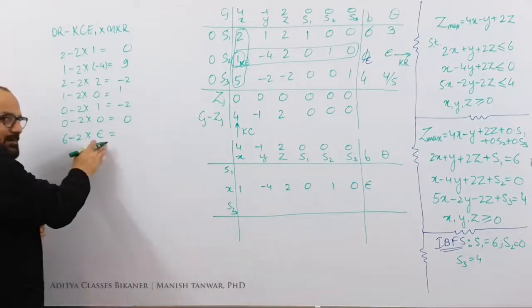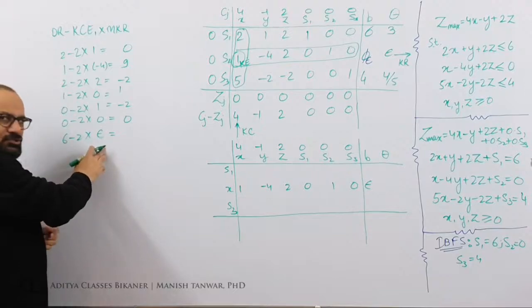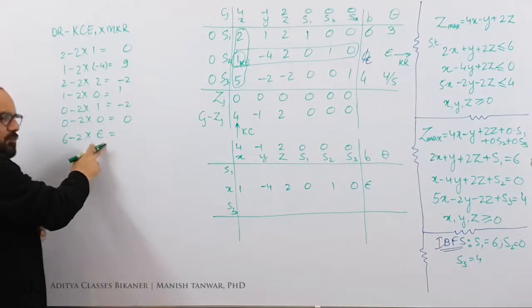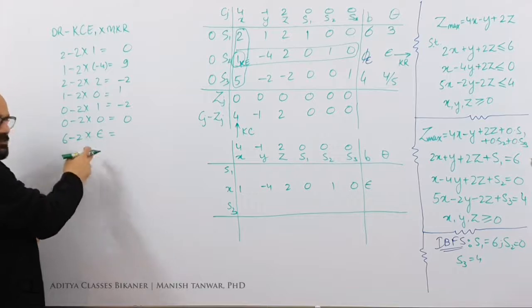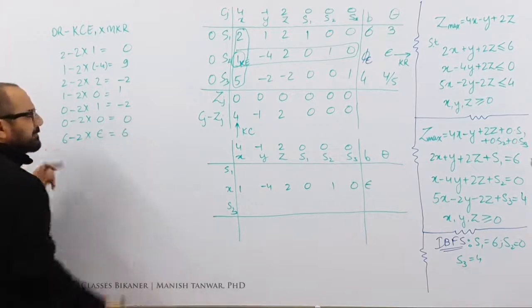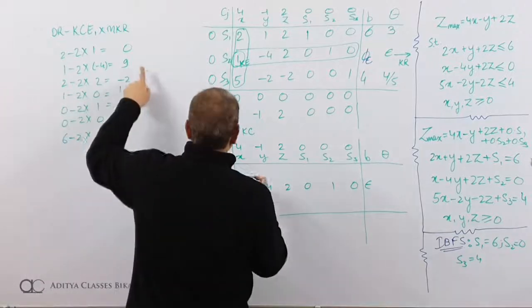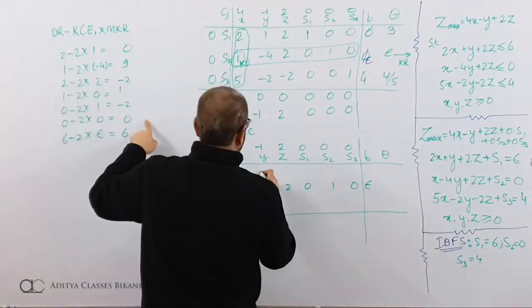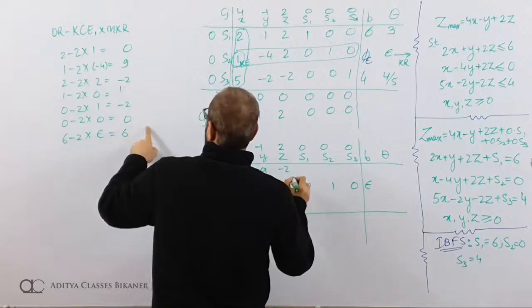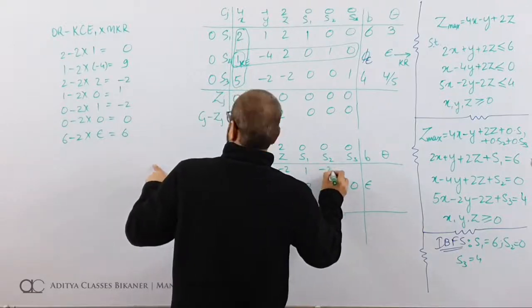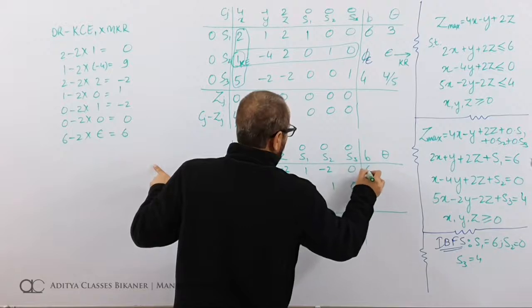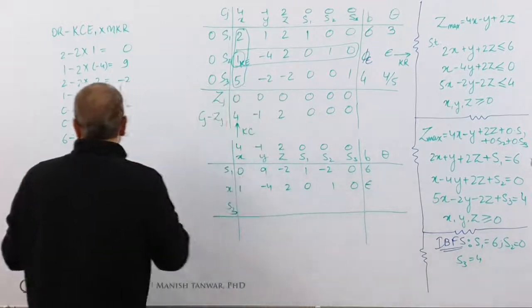Now 2 multiplied by epsilon, this is almost 0. So this will be 2 into 0. So 6 minus 0 would be 6. So this will be 6 only. So what do we get? We get a 0, 9 minus 2, 1 minus 2, 0 and 6.